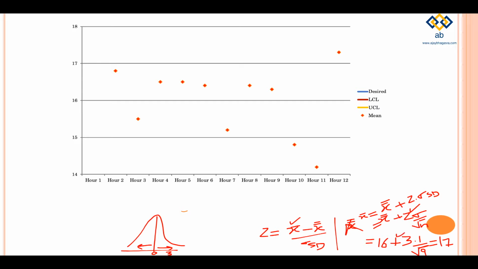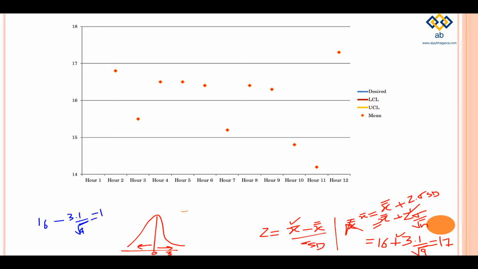Similarly, you can solve it for minus. So for minus, I am coming to this side. You can talk of minus as 16 minus 3 multiplied by 1 divided by the square root of n, and the square root of n means the square root of 9, and it becomes 15, right? It becomes 15.